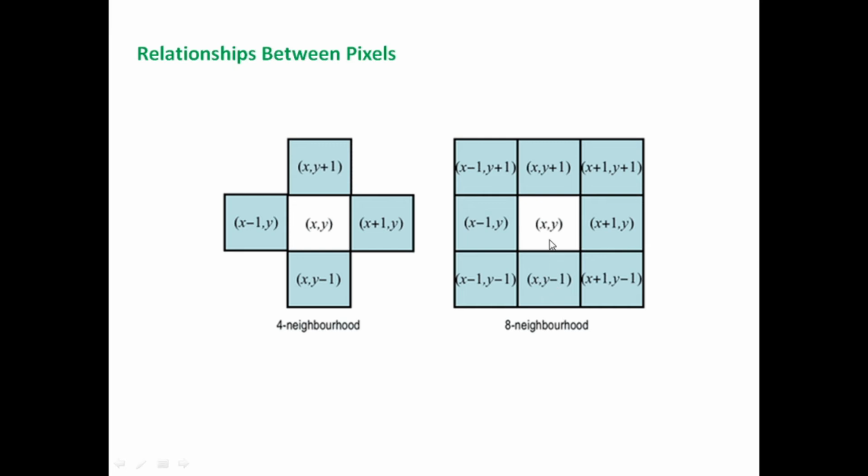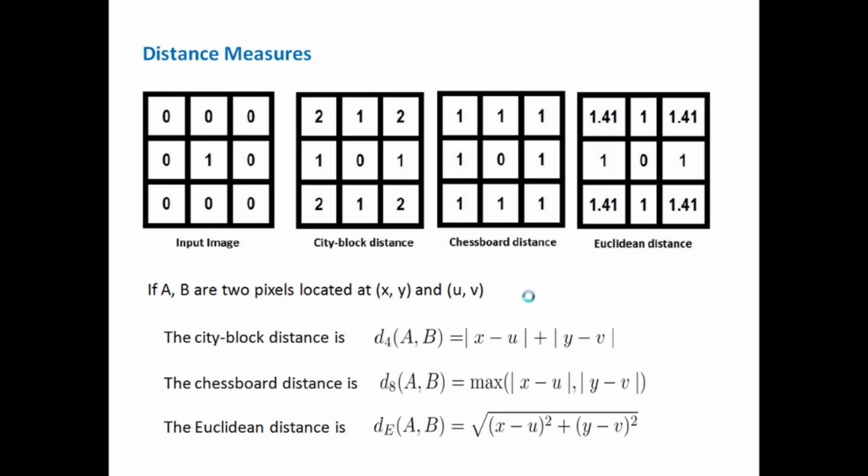And coming to here, the central pixel x comma y is connected with 8 pixels in its surroundings. One pixel is at location x minus 1 comma y plus 1, and next is x comma y plus 1, next is x plus 1 comma y plus 1. In this manner, the central pixel is getting related with each and every pixel in its surrounding. So this is the representation for your 8 neighborhood.